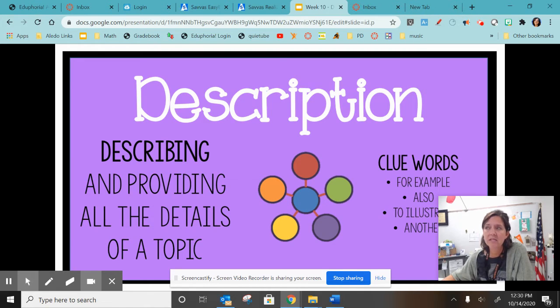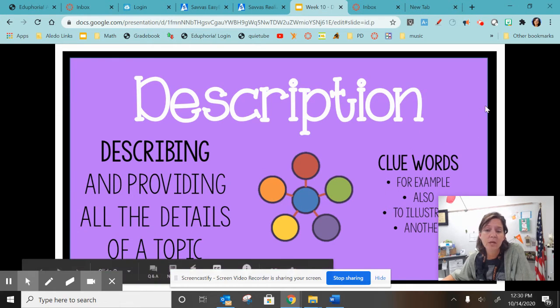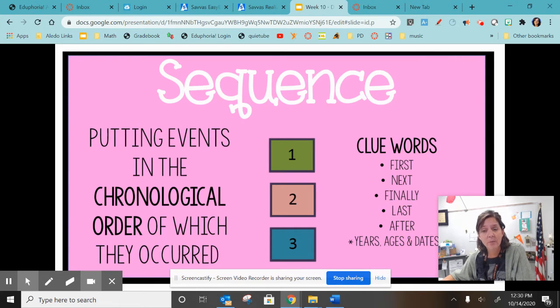And this is one that's probably something you're most familiar with because you probably read nonfiction books about animals and things like that. And really, it's just here's what we're talking about, and here are the details. So it's ways to describe or give details about a topic. Sometimes you'll hear words like, for example, or also, or to illustrate, or another. Those right here, these would be clue words that would tell you they're using the text structure of description to create what you're reading. Could be sequence.